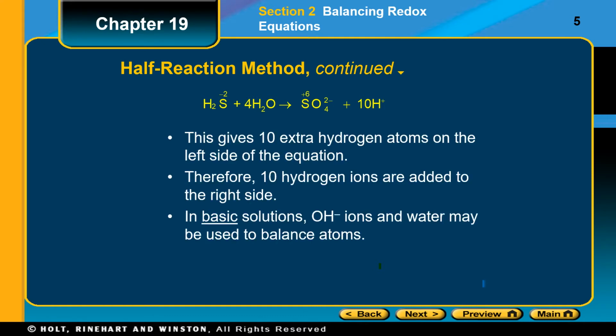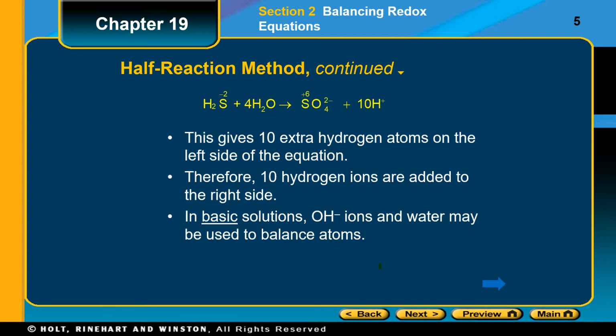Okay, so to review a little bit, we brought 4 water molecules to the left side. And because we have a total of 8 hydrogens that we added, plus the 2 that already were there, we needed to add 10 extra hydrogens to the right side. So we added 10 hydrogen ions to the right side.